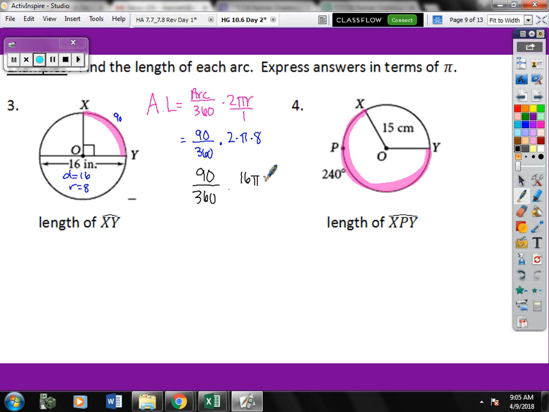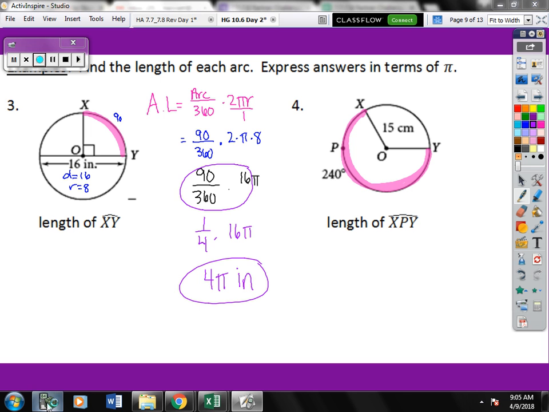Now it's up to you how you want to go about simplifying. You can actually multiply these together in your calculator if you'd like. You also could multiply 90 by 16 and then divide it by 360. You could also reduce. 90 divided by 360 would be what fraction? 9 out of 36 would reduce to be what? 1/4. So 1/4 times 16, or 16 divided by 4, is 4 pi. And that would be inches.